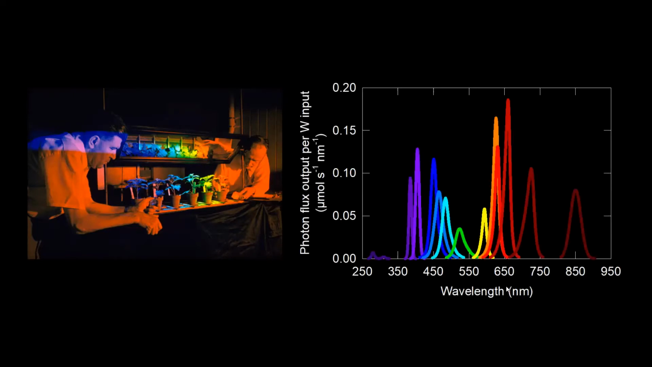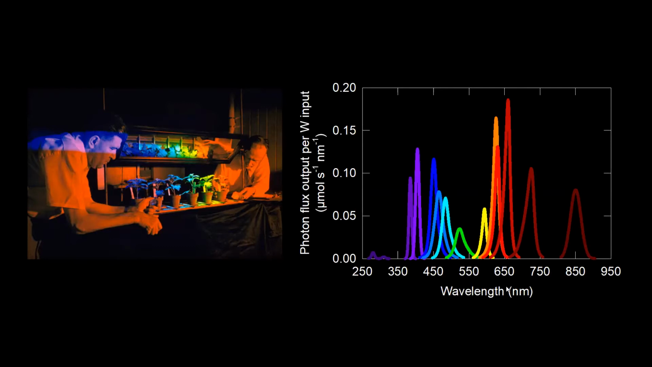But now we have LEDs, which are a much better tool to conduct experiments. So you can see the narrow bandwidth of different types of LEDs in this image here. And we can mix and match these together, apply them at different intensities to create really careful spectral treatments in order to investigate how different wavelengths are affecting plant growth.